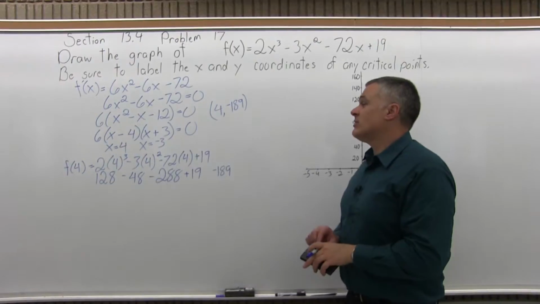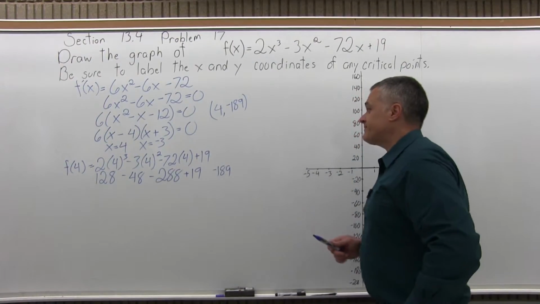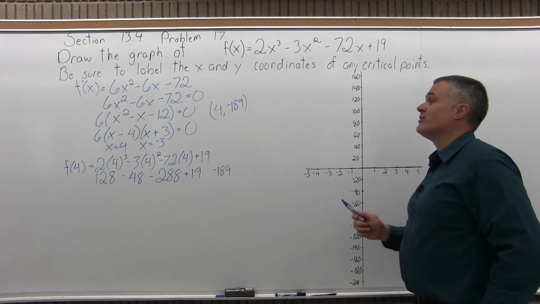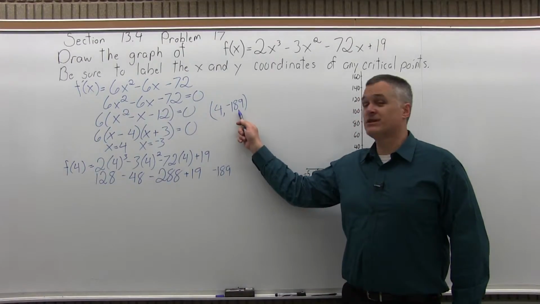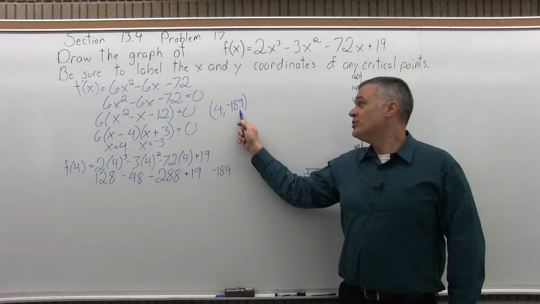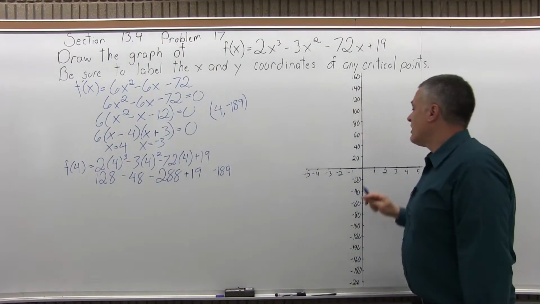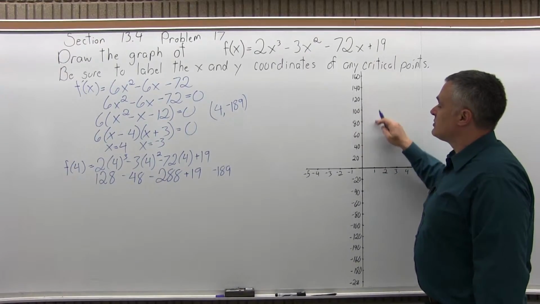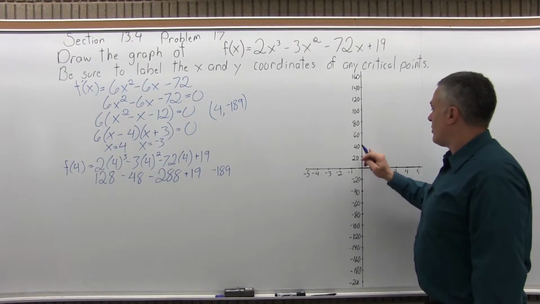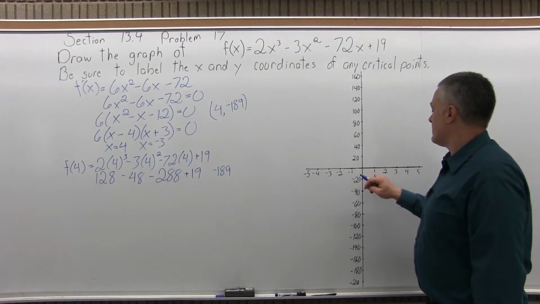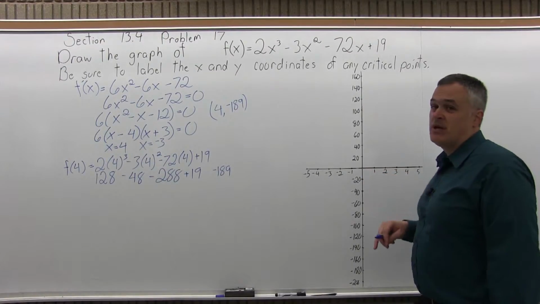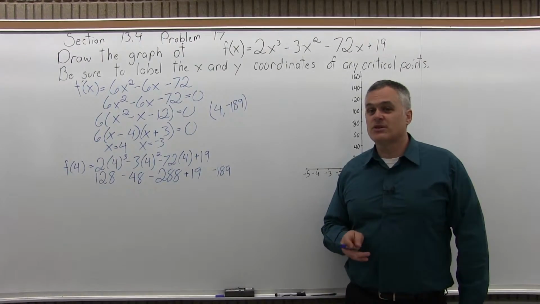Because I tried the problem before I came to the whiteboard, I knew that negative 189. I certainly didn't want the number scale to run one at a time. It would have been too tedious. So I ran the y's in chunks of 20, and the x's I ran one at a time. They don't have to run on the same number scale as long as you label it.